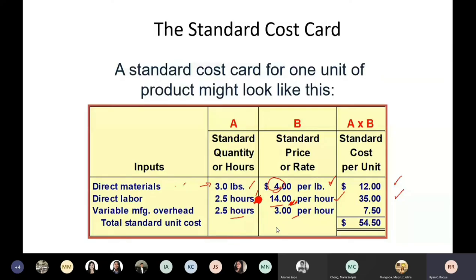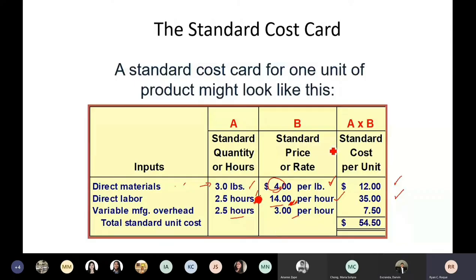Darwin, nawala nga ba ako? Yes po, sir. Pero matagal? Medyo, sir. Talaga? Okay. Pero saan ako nawala? Dito sa standard cost card? Opo. Bago lang naman.